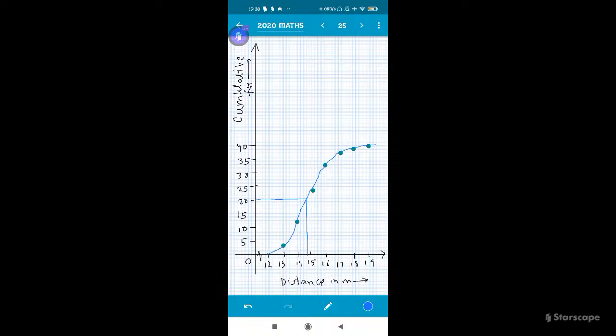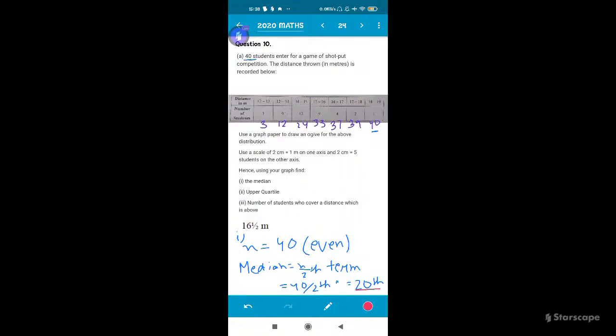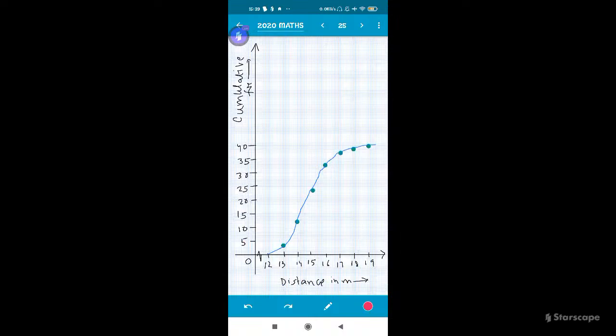This is the concept. So let's do it properly once again. The 20th term is our median. So from 20 on the y-axis, we are going to draw a horizontal line which will touch the ogive, and from the point where it touches the ogive, we are going to draw a vertical line which will touch the x-axis. This particular point where the line meets the x-axis is your median. So as much as I can understand, the answer will be 14.6 or 14.7. This will be the value of the median.